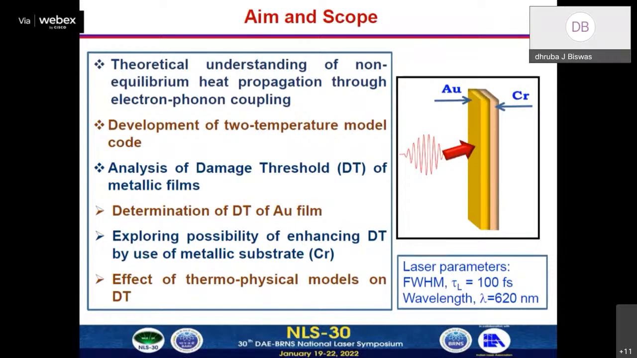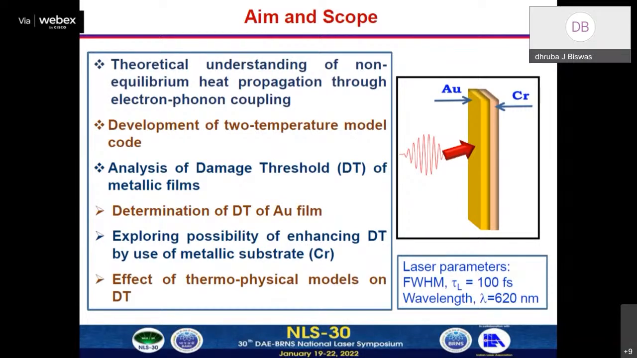The knowledge of damage threshold is very important in ultra-fast laser systems, because one of the limitations of development of high power femtosecond laser systems is the peak power handling capability of their optical components. We also studied the effect of different thermophysical models on predicting damage threshold.